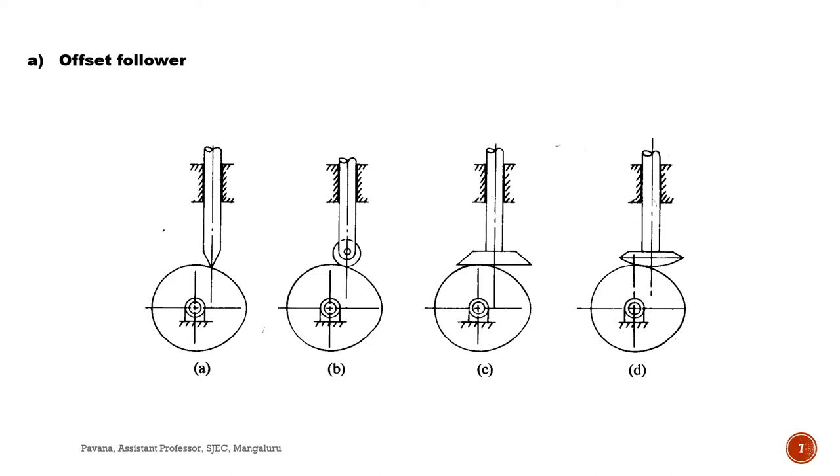On any side, left or right, if it is away from the cam axis, we call that an offset follower. The distance may be 1 centimeter, 1.5 centimeter, 2 centimeter, so it depends on the application. So if the center of the cam axis is away from the axis of the follower, we call that an offset follower.